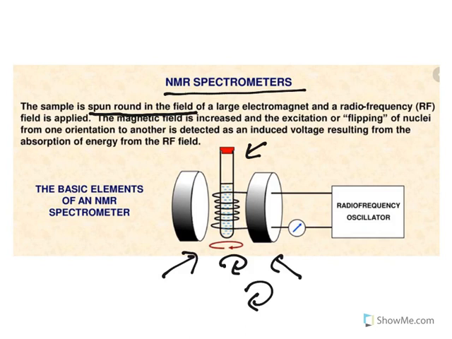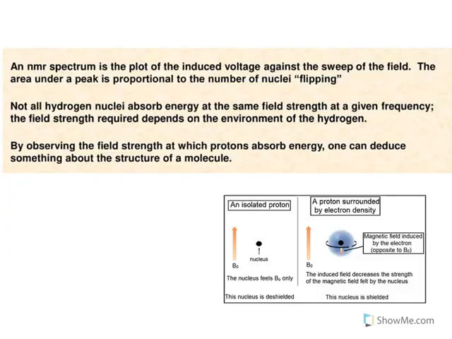Now, it will be exposed to an electromagnetic and radio frequency. When there is an exact match of frequency, the flipping of nucleus occurs, and that is what is detected in this detector. So this is again the instrumentation in simple means. Now, an NMR spectrum is a plot of induced voltage against the sweep of the field. The area under a peak is proportional to the number of nuclei flipping. This is what I have explained.